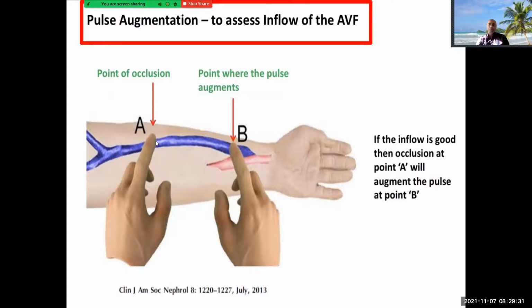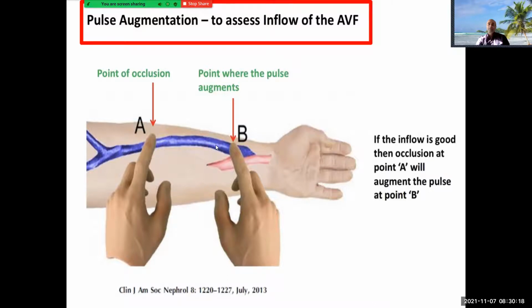If you do compression A here and compression B, the inflow is good when there is occlusion at this point. If you apply pressure and occlude this point, the pulse should be augmented in this area, and the thrill should disappear. No thrill here, and the pulse will be augmented. This is a simple test, the pulse augmentation technique. Put one finger here and one finger on the site of the anastomosis, and when you occlude or press on this side of the body of the fistula, you should feel the pulse augmented in this area, and the thrill disappears.